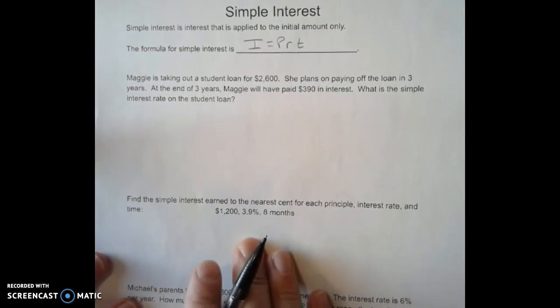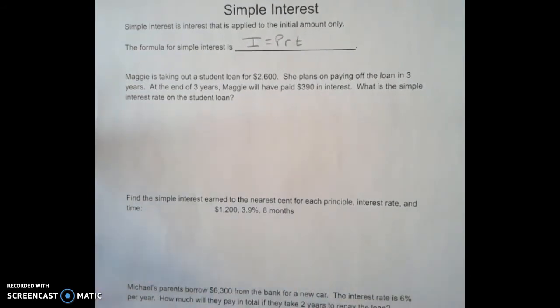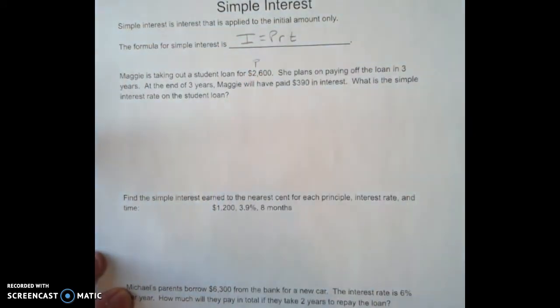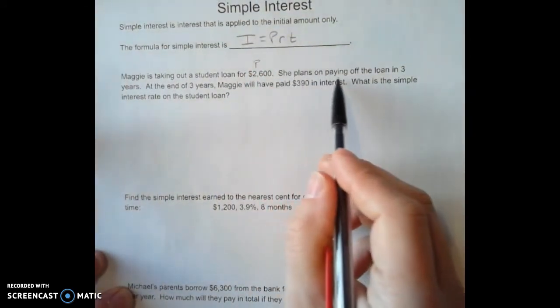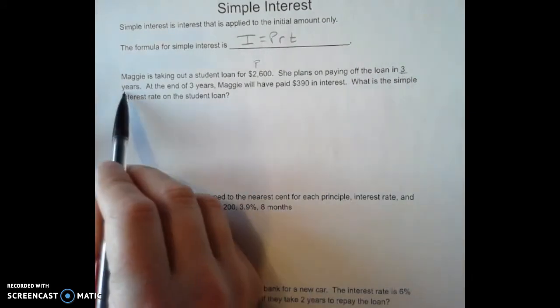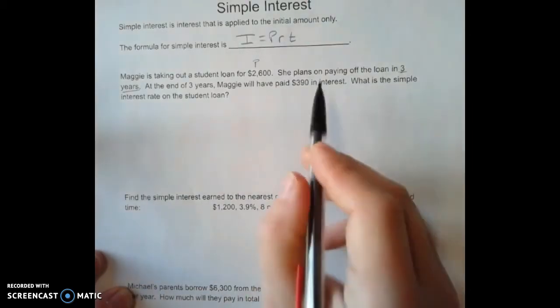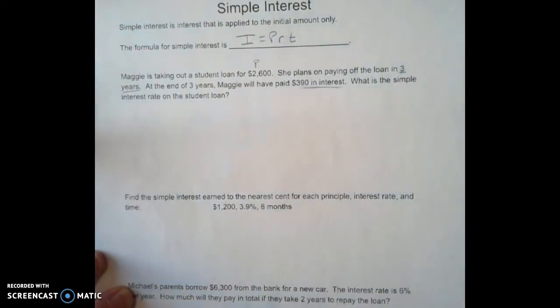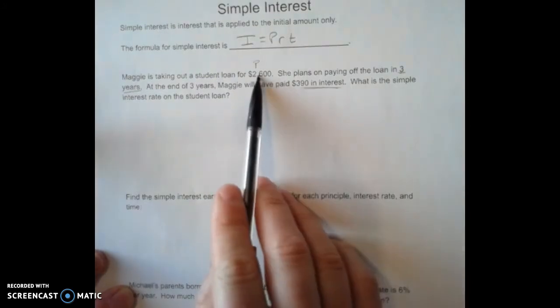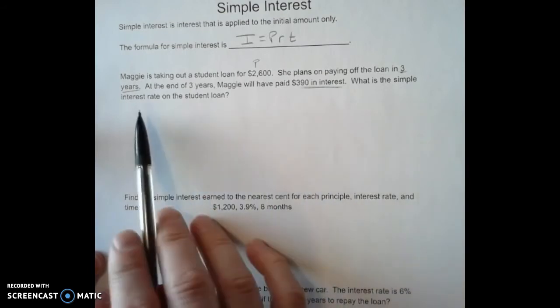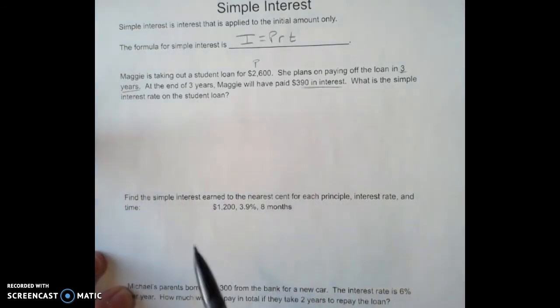So in our first example, we're told that Maggie is taking out a student loan for $2,600. This is going to be the principal amount that she's borrowing. She plans on paying off the loan in 3 years. So that's going to be our time, again, time in years. At the end of 3 years, Maggie will have paid $390 in interest. So she has to pay back all of the money that she borrowed, plus an extra $390 in interest. I want to know, what is the simple interest rate on this student loan?